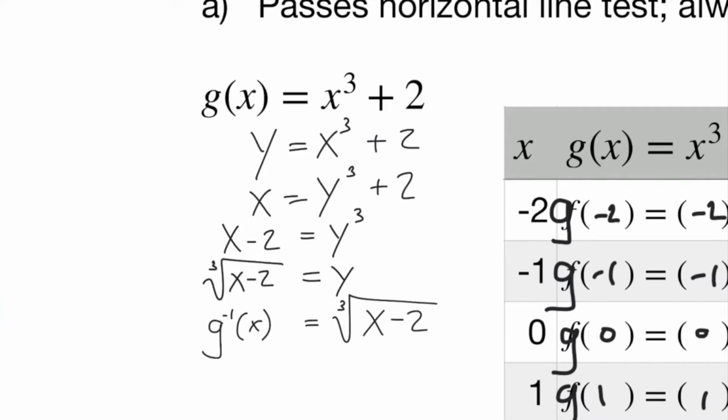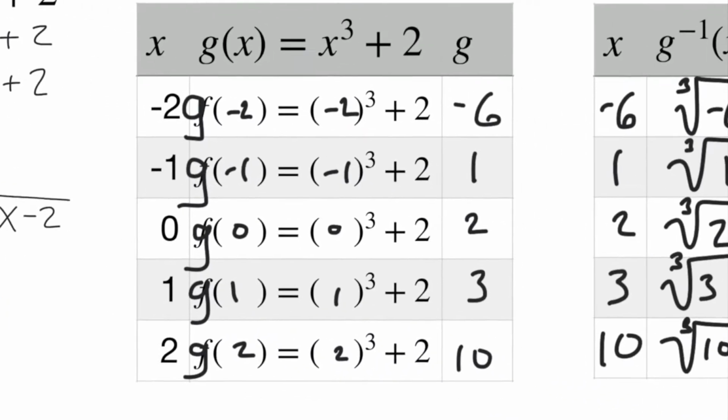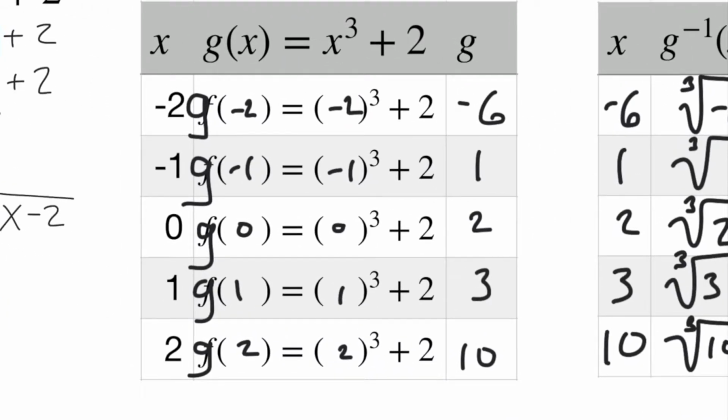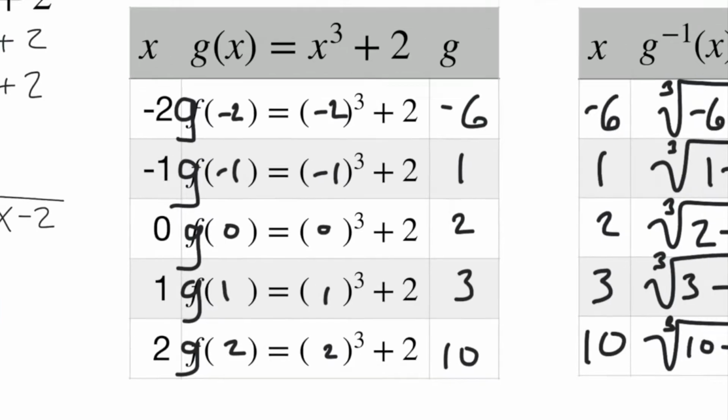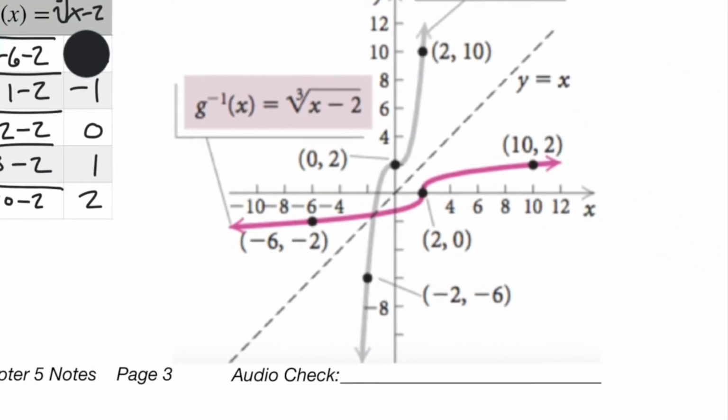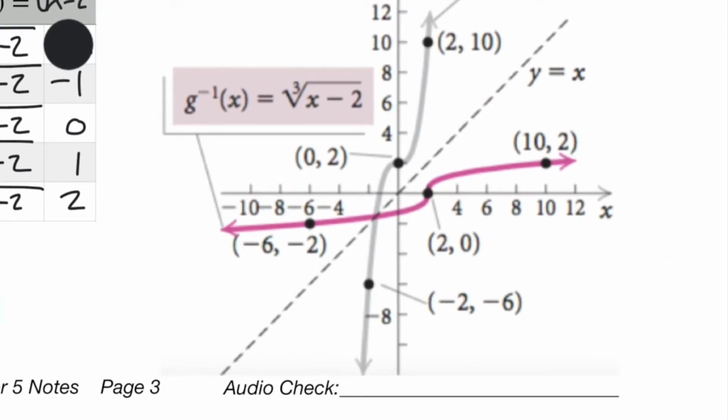What does that look like on a table? Well, if we take these original values of -2, -1, 0, 1, and 2, you put them into the g function, cube them, add 2, and then you get these values here: -6, 1, 2, 3, and 10. And you can plot them on the graph, and they kind of look like this on the gray graph.